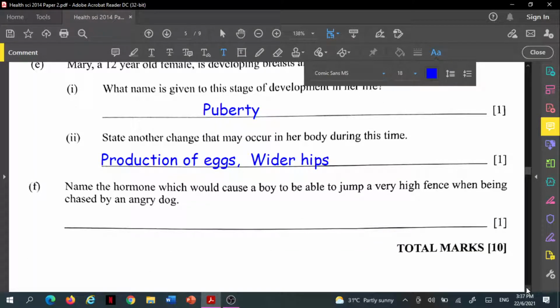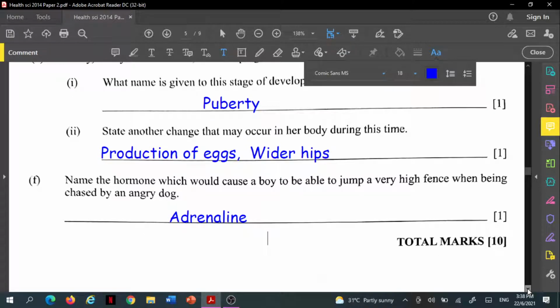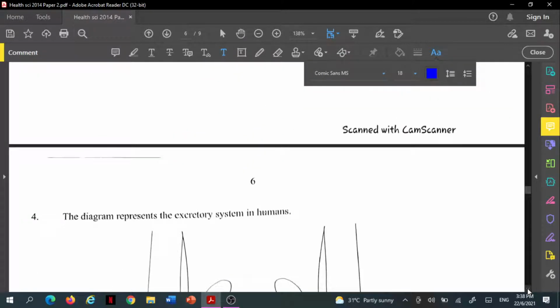All right, so part F is to name the hormone which would cause a boy to be able to jump a very high fence when being chased by an angry dog. And so you're going to produce a lot of energy to be able to run. The adrenaline is that hormone that will cause him to produce a great burst of energy. Also, his heart rate will increase to pump more oxygen to the cells to produce more energy as well, and also glucose. So the adrenaline will be that hormone.